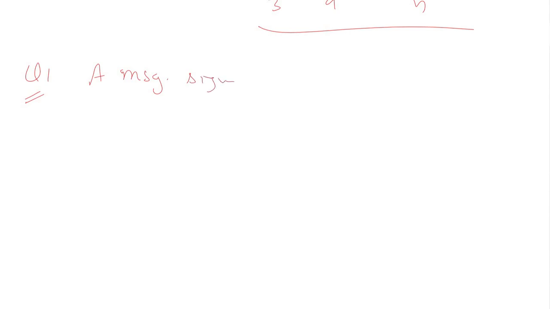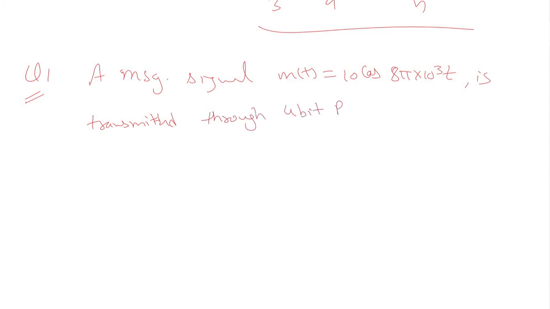Okay, let us do some examples based on this concept. We are given a message signal, m(t) equal to 10 cos(8 pi into 10 to the power 3 t), which is transmitted through 4-bit PCM. Find all the parameters.